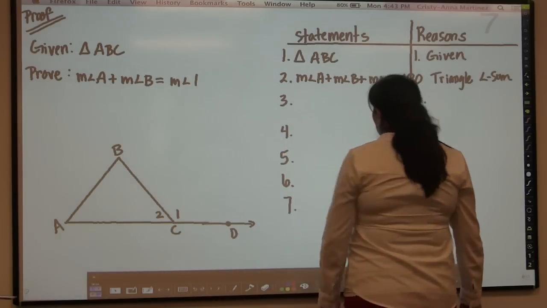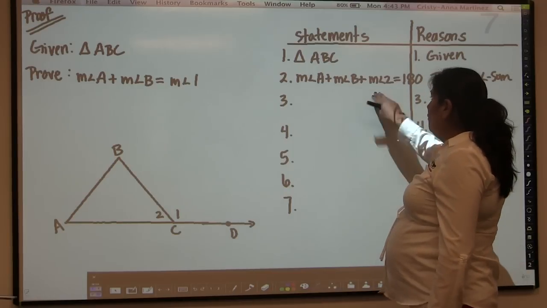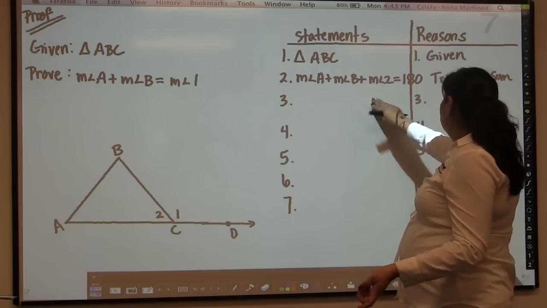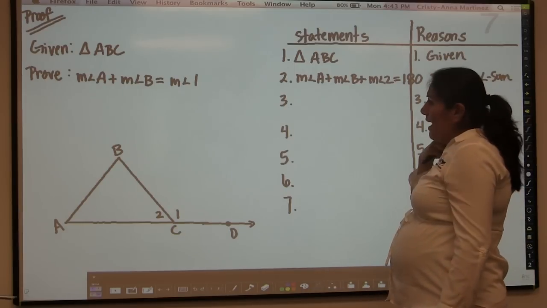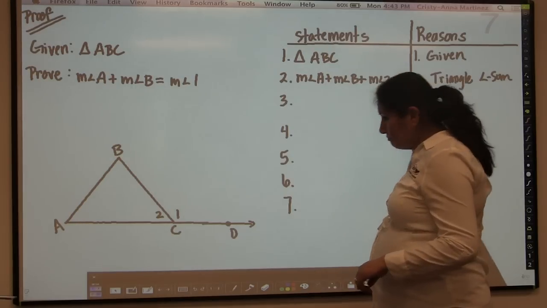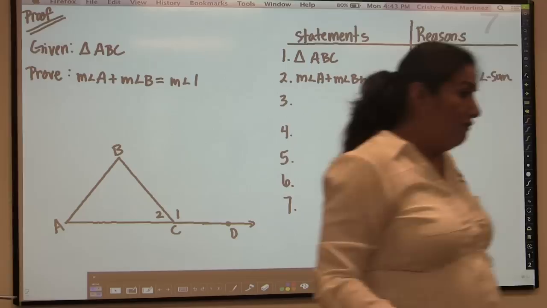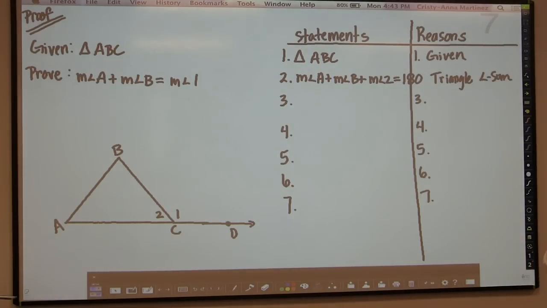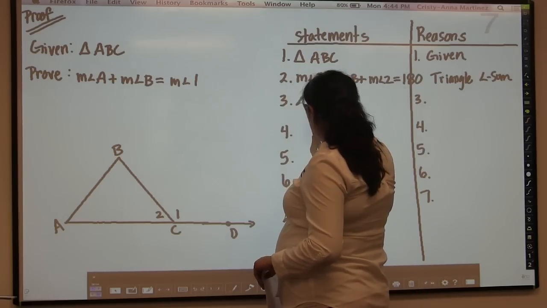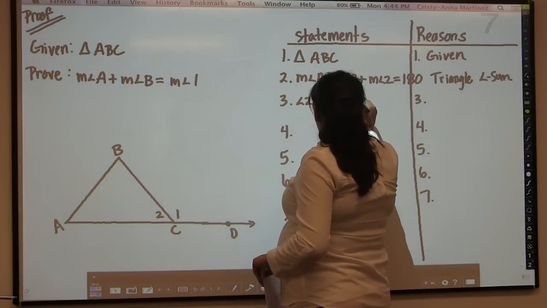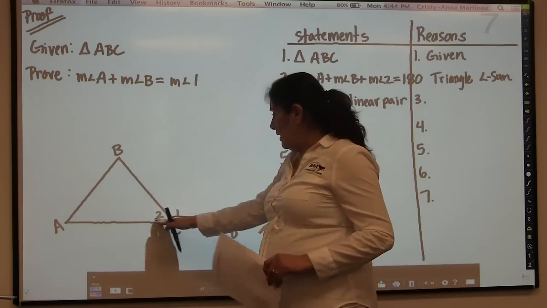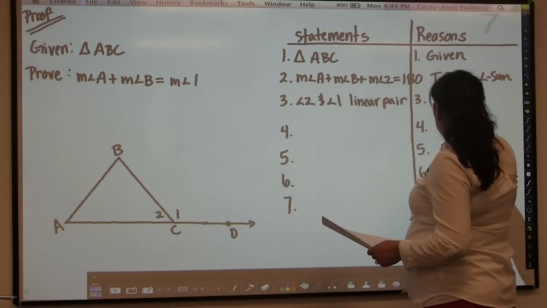So here we go. First, we're given triangle ABC. That's obviously given. And the other thing that I've already written down is that from the previous theorem, the triangle angle sum theorem, we know that angle A plus angle B plus angle 2 is equal to 180. And that's just because of the triangle angle sum theorem. So now, we also know from the diagram that angle 2 and angle 1 are a linear pair because they form a line. So that's definition of linear pair.